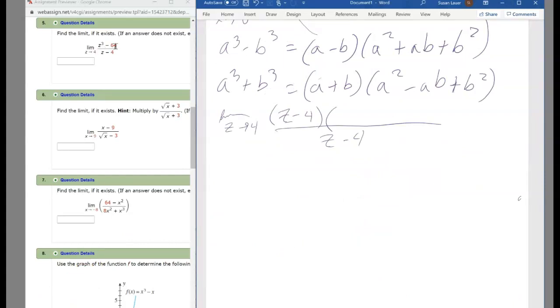So z cubed minus 64, I'm going to take the cube root of z cubed, which is z, and take the cube root of 64, which is 4. So I have z minus 4, that's my a minus b. This formula says that I square the first one, z squared, I change the sign, I multiply these two, 4 times z, and I square the last one, and the last one's always added. So that's 16. Now they share a factor, so those go away, and I can plug this in and it works and I'm done. So I have 16 plus 16 plus 16. 16 times 3 is 48.